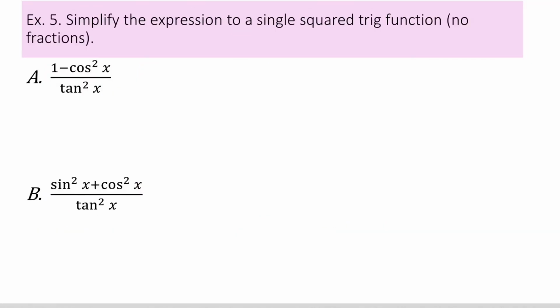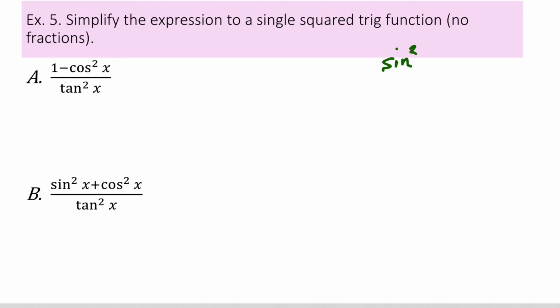So this one says simplify the expression, and we've got an a and a b, to a single squared trig function, no fractions again. So it's telling us we're going to have a square in our trig function at the end. All right, so you can see then, here's this piece of the Pythagorean identity again, and we want to do a substitution. So let's just go over how we did that the last time.